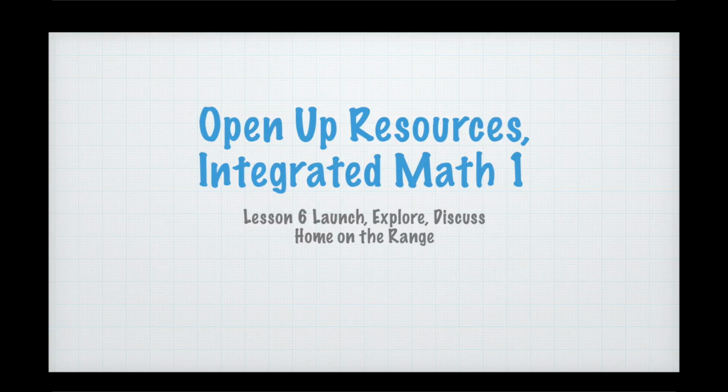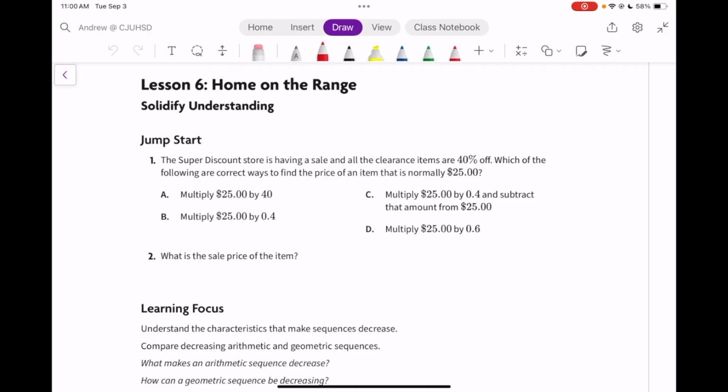Lesson 6, Jumpstart and Launch, Explore, Discuss. This is called Home on the Range because we'll be talking about prairie dogs in this lesson. In our Jumpstart, we're asked to think about a store having a sale.